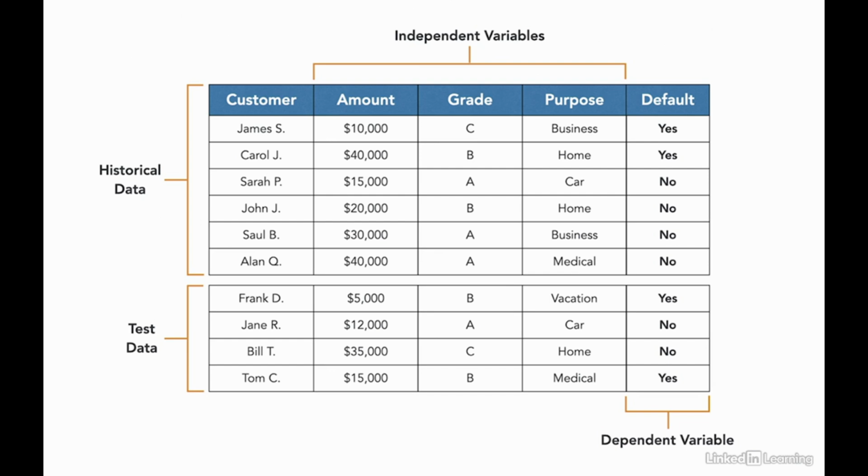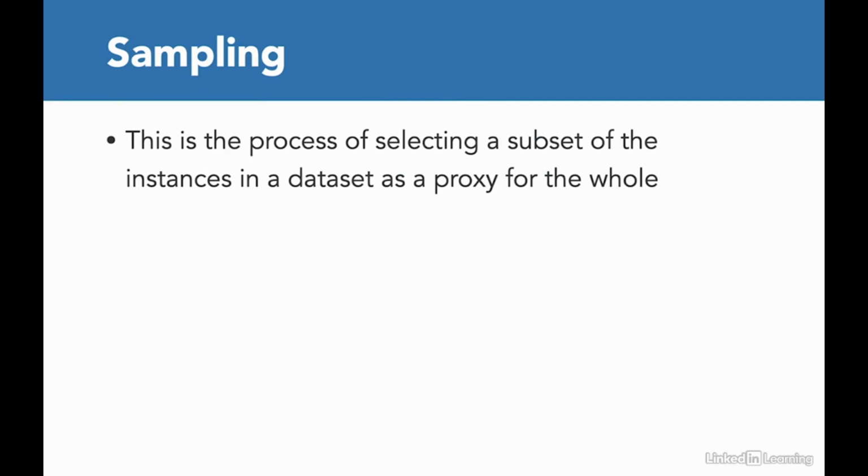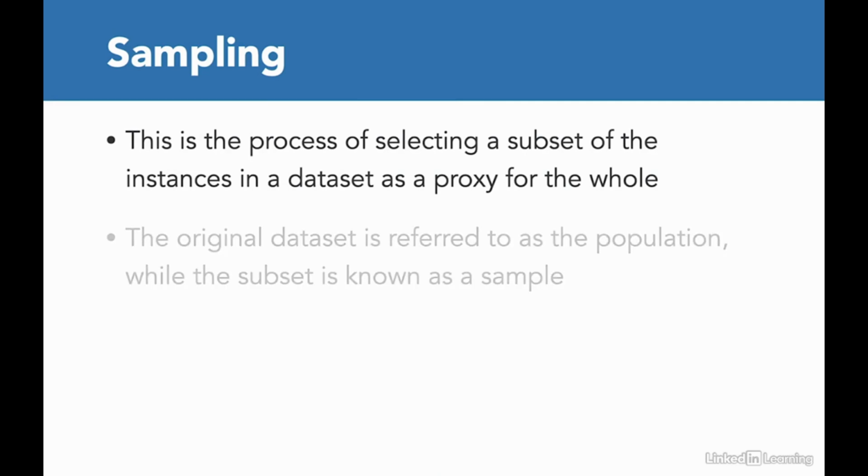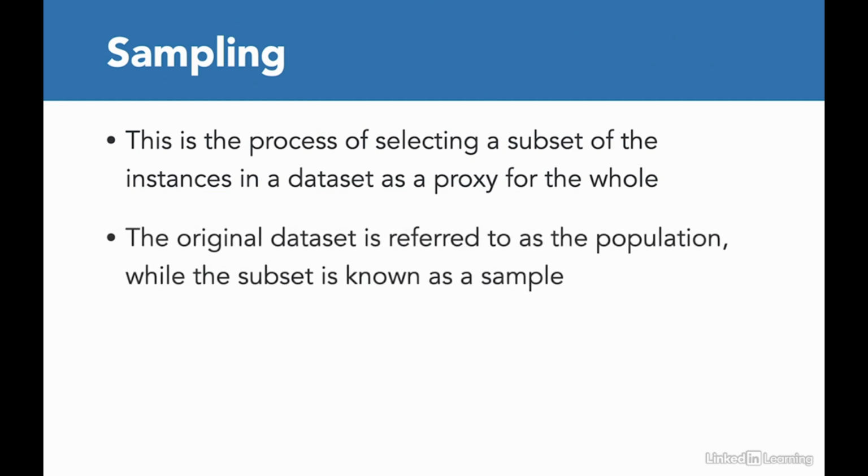There are several ways to split data for this purpose. The most common approach is known as sampling. Sampling is the process of selecting a subset of the instances in a dataset as a proxy for the whole. In statistical terms, the original dataset is known as the population, while the subset is known as a sample. Sampling comes in several flavors.